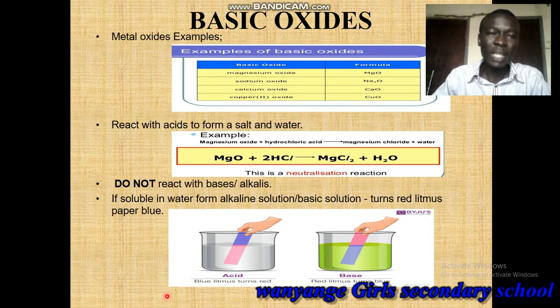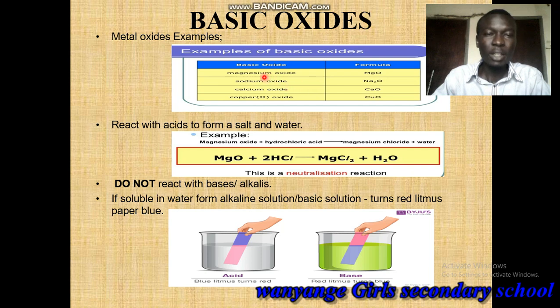Now, basic oxides, we said, are metal oxides. But we said that not all the metal oxides are basic oxides. Remember that. Therefore, we have some examples here of basic oxides. Magnesium oxide, and its formula is there. Take note that this is capital M, lowercase g, and then capital O. Then we have sodium oxide, its formula is there. Calcium oxide and copper oxide.